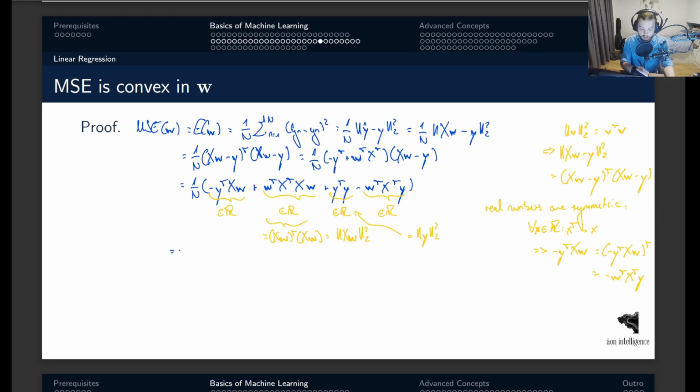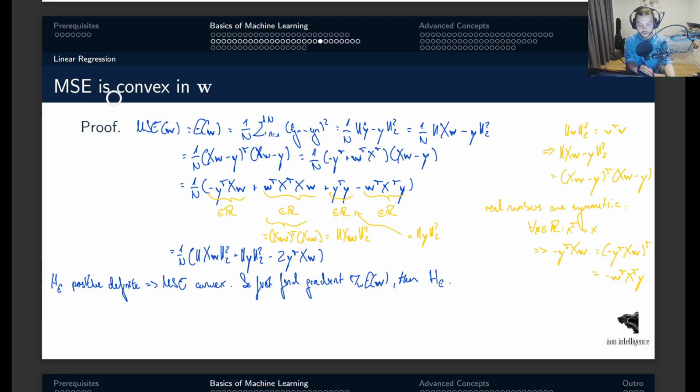So let's tidy this up and write all of this out again. And finally, we have rewritten our mean squared error in this fashion. And again, we want to show that the mean squared error is convex in w. So far, we have only rewritten this expression. So what we'll now do is show that the Hesse matrix of the mean squared error is positive definite, because this will imply that the mean squared error is convex.